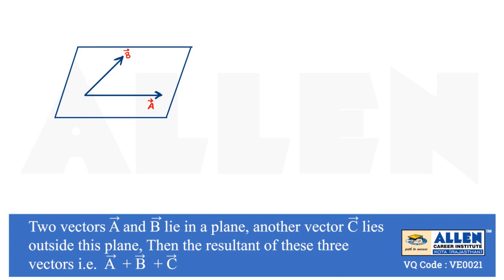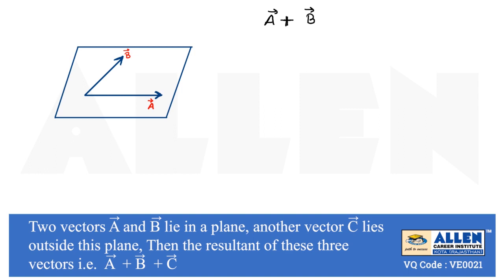Two vectors, a vector and b vector, lie in a plane, and another vector, c vector, lies outside this plane. Then the resultant of these three vectors, that is a vector plus b vector plus c vector. Here we have given three vectors. First one is a vector and second one is b vector, and these both vectors lie in the same plane. So we have drawn two vectors a vector and b vector in a plane, and we will find the resultant of these two vectors, that is a vector plus b vector.